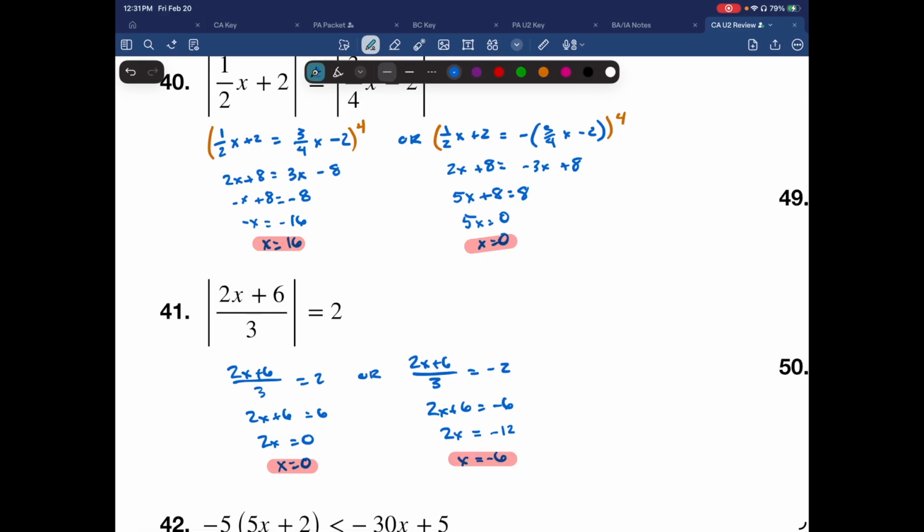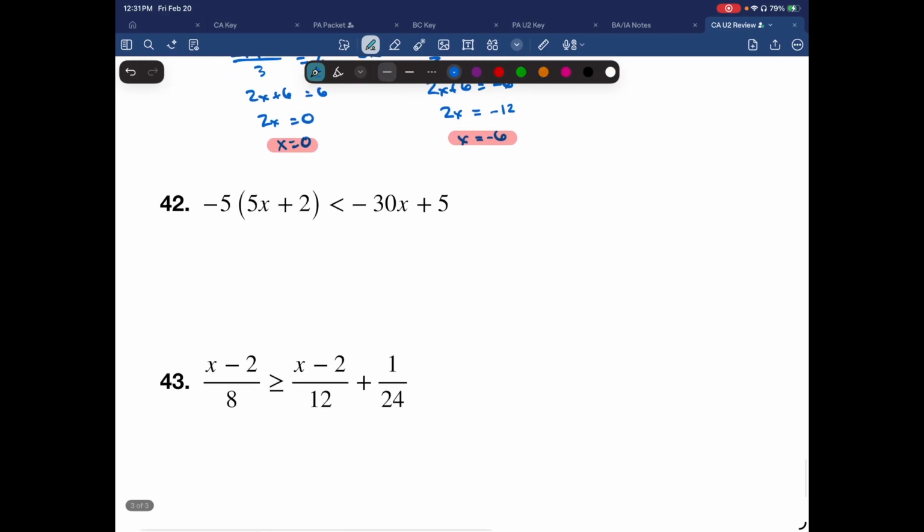Okay, now we're dealing with inequalities. So I'm going to distribute, and because it's inequalities, I'm moving all my x's to the left and all my constants to the right. So it's going to be negative 25x minus 10 less than negative 30x plus 5. Move the 30x over, so it's going to be 5x minus 10 less than 5. I'm going to move the 10, so it's 5x less than 15. X is less than 3.